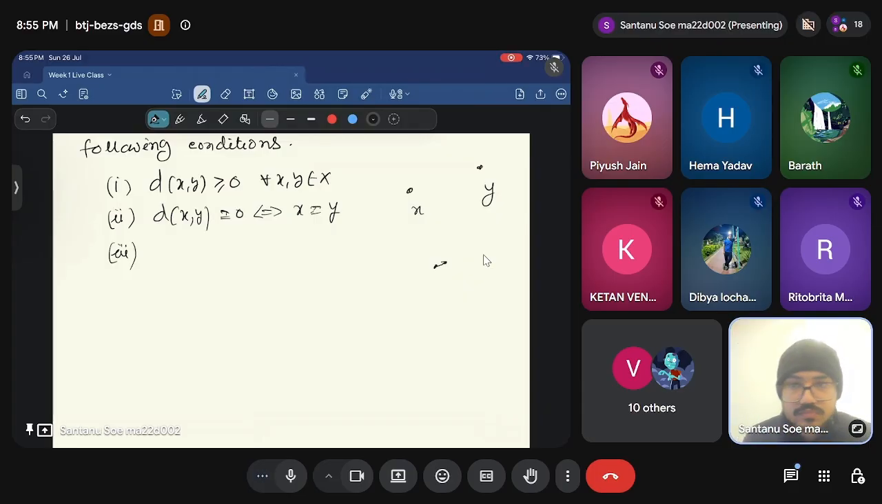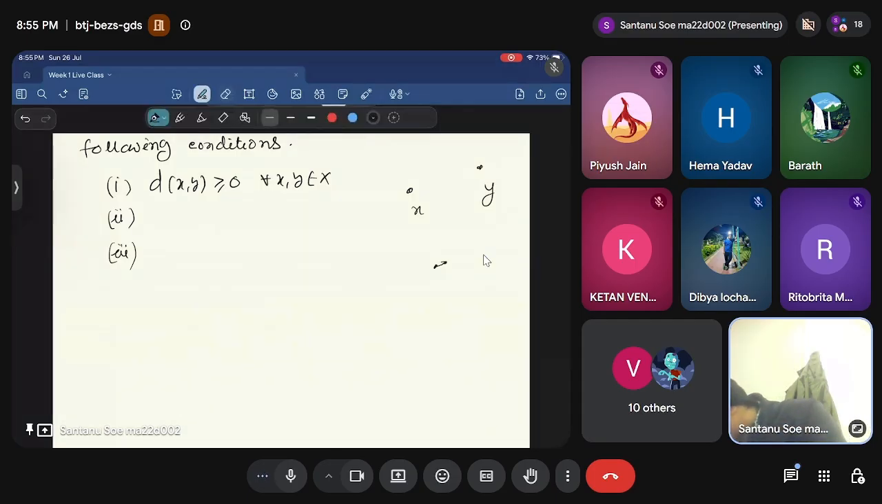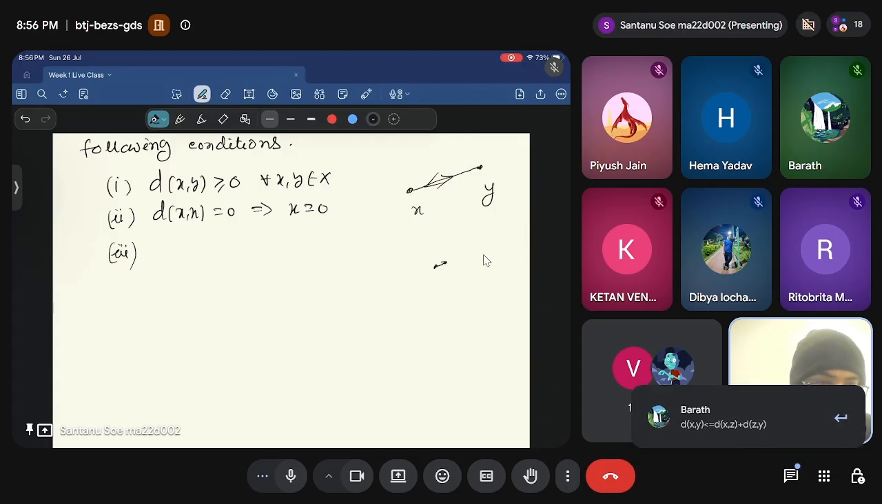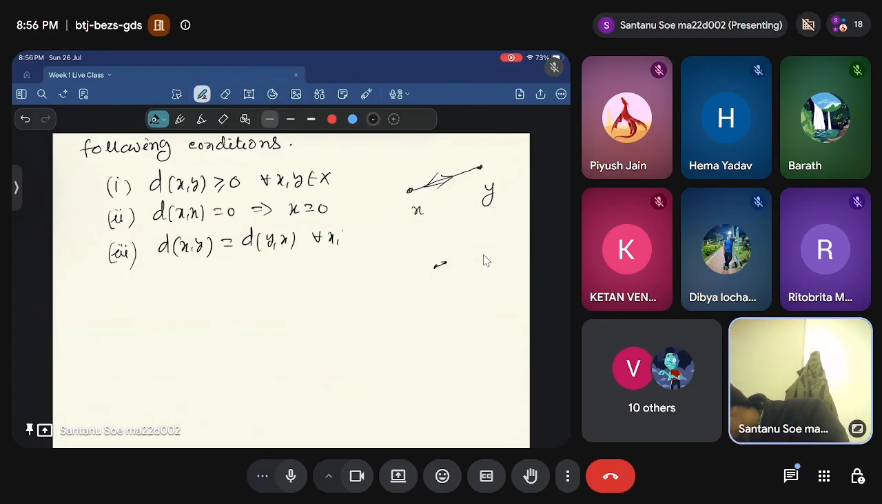The next property, anyone? No? This is better to write like this. So what is the third property? Anyone? The third property is, if you go from x to y and then come back from y to x, the distance should not change, right? For example, if you go from home to your college and then come from college to your home by the same path, then you have traveled the same distance. If you are following the same path, the distance should be symmetric. So d of x, y should be d of y, x for each x, y in X.